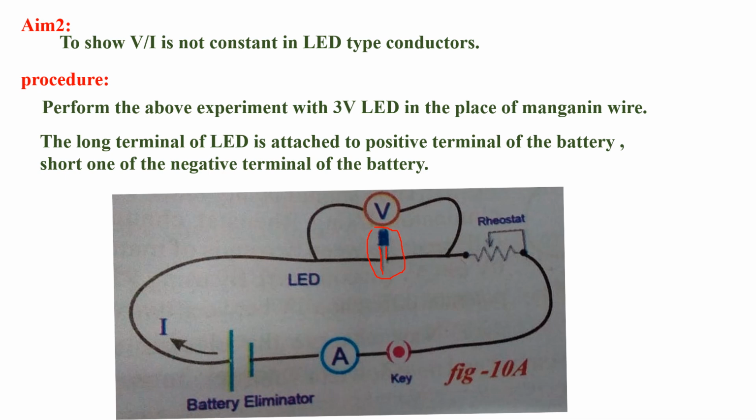Now the same voltmeter in parallel connection, the same rheostat in series, again the key, meaning switch, and the ammeter and battery. This is the flow of the current shown by this arrow. Like this we have to connect the complete series, and now let us see how we are going to take the values.